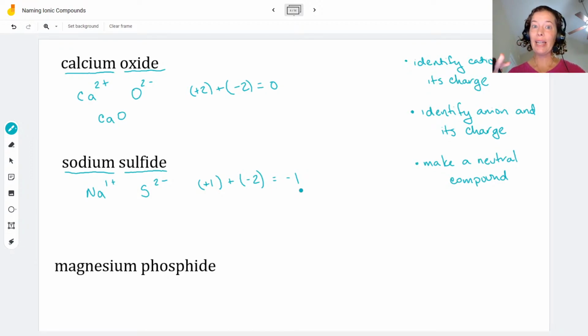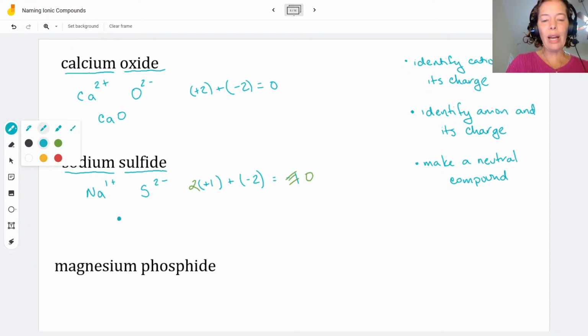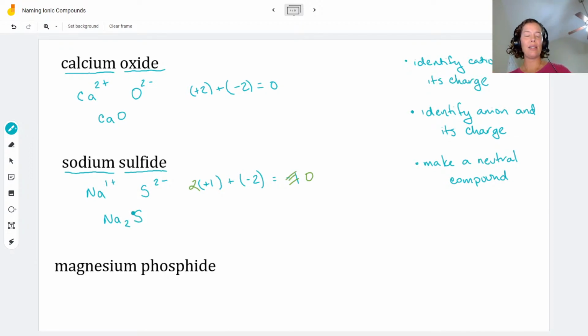So we're not going to add anything. We're actually going to be multiplying. So I can multiply the sodium by something, or I can multiply the sulfur by something. But to make this add up to be 0, what I think is going to be best is, what if I put a multiplier of 2 in front of my charge for sodium? So now I have 2 times +1 plus -2, which now does give me 0. So I needed that multiplier of 2. I specifically needed it on the sodium, which means when I write this formula, I'm going to put a 2 as a subscript right next to the sodium.